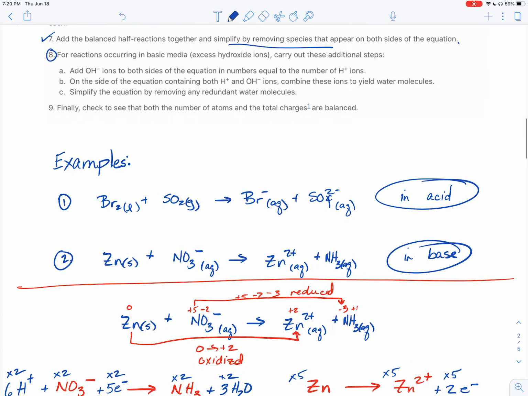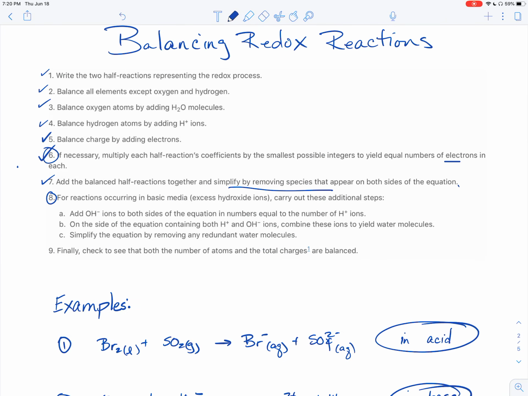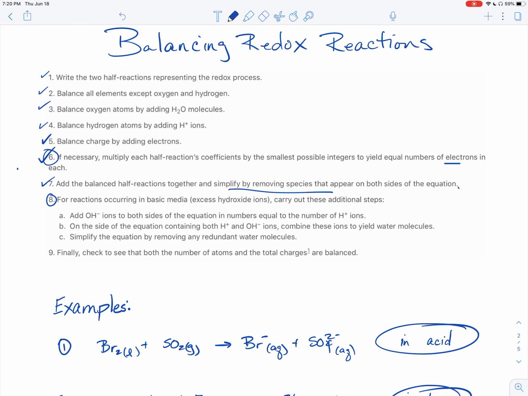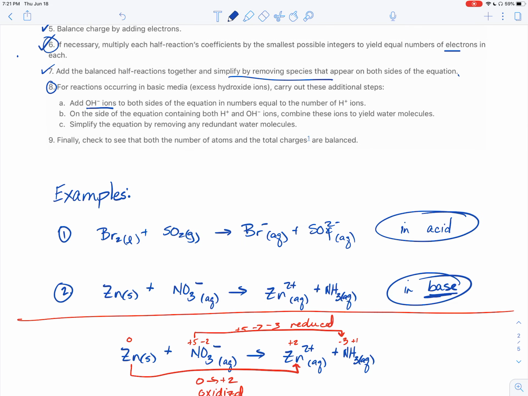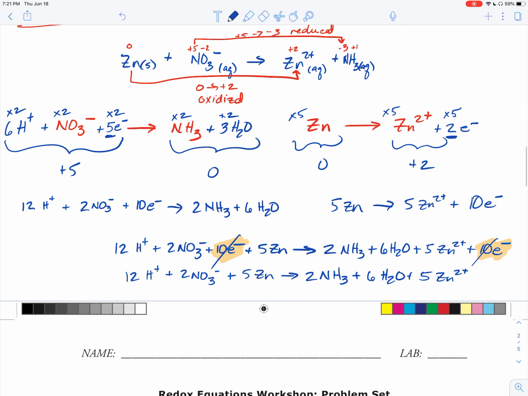Okay, so now that we've done that, and remember, we're now in a basic solution. So remember, we need to now do step 8. So this says, for the reaction occurring in basic media, carry out the following additional steps. Add OH ions to both sides of the equation in numbers equal to the number of H plus ions. Okay, so let's look at this. So here's our reaction right here. We're looking at this. Okay, well, how many H pluses are there?